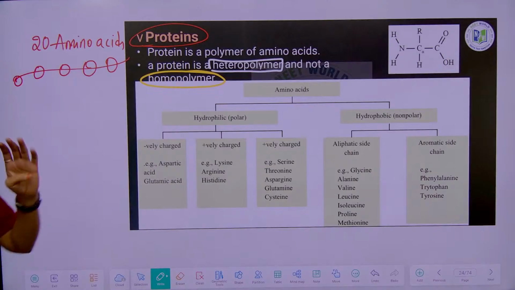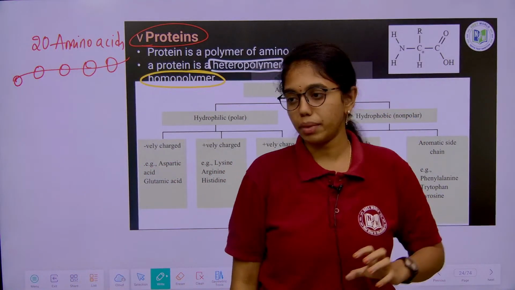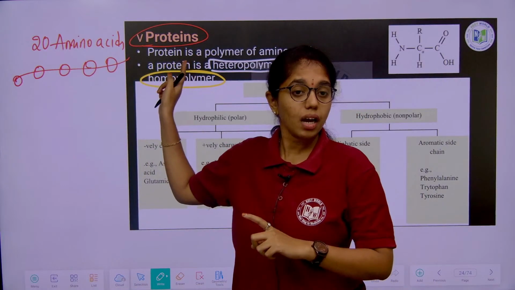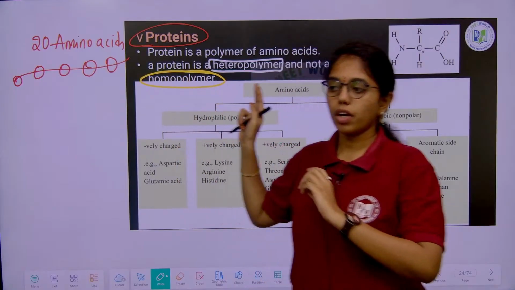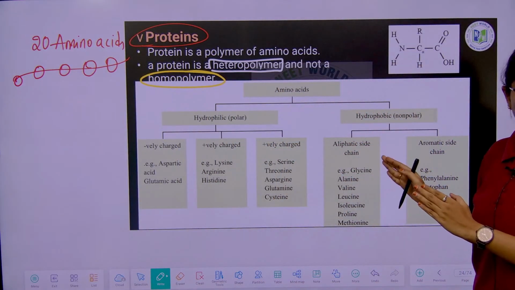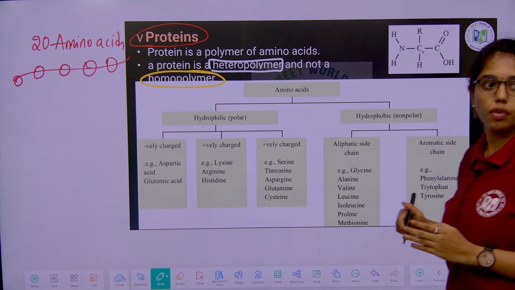Got it, right? Protein or polypeptide chain is made up of amino acids. Amino acids are the building blocks. We have a different set of amino acids, so it is always a heteropolymer, never a homopolymer. This is the basic image that you have to fix in your mind. First look at a single amino acid. How is an amino acid formed?